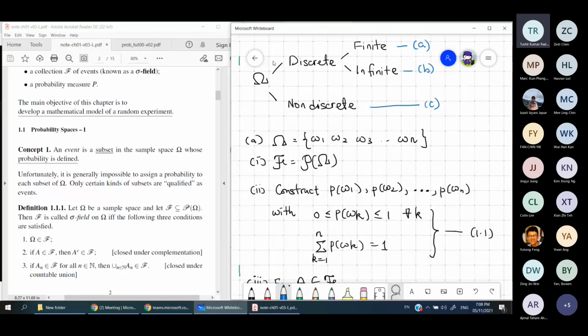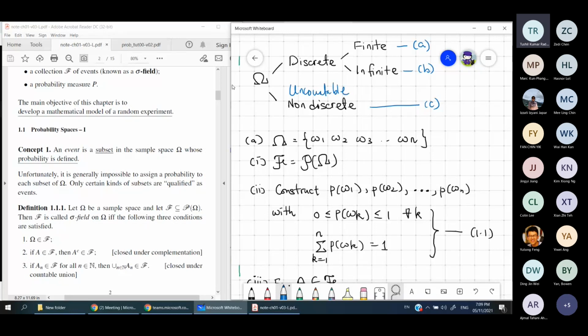We categorize our types into three types based on the behavior of our sample space. First, discrete or non-discrete, which is uncountable. For the discrete one, we have two subcases, finite and infinite. So here we split into three different cases: A, finite sample space; B, discrete but infinite sample space; C, non-discrete, or we call it the uncountable case. Three different ones.